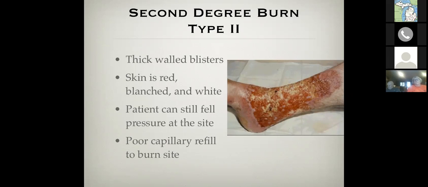The epidermis and the dermis are going to begin to be damaged. And then ultimately, things that we're going to have to think about is that there's going to be poor capillary refill to the burn site. And this is because the vasculature and the pain receptors and the hair follicles and the sweat glands, those are all going to be damaged because of how deep the burn is.